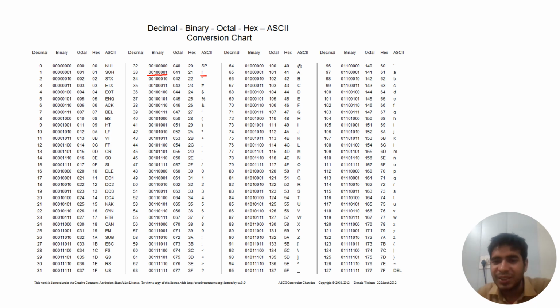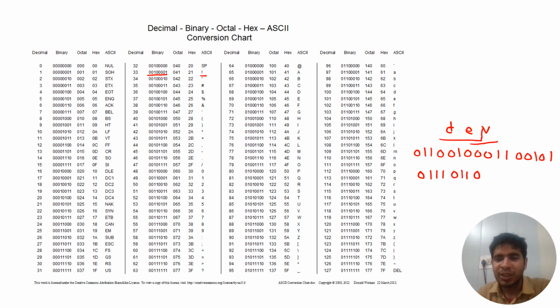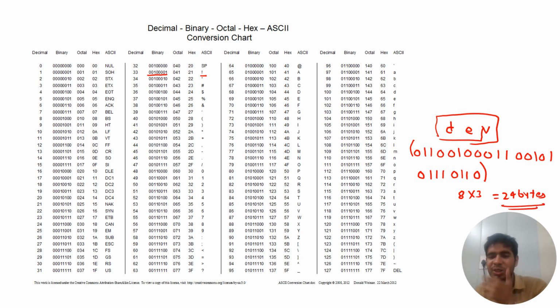If you write, suppose, my name DEV, in binary D will be 0 1 1 0 0 1 0 0. E will be 0 1 1 0 0 1 0 1, and V will be 0 1 1 1 0 1 1 0. So my three-character name will be represented in binary like this. That's 8 times 3, 24 bits. You can see how much processing is done here.